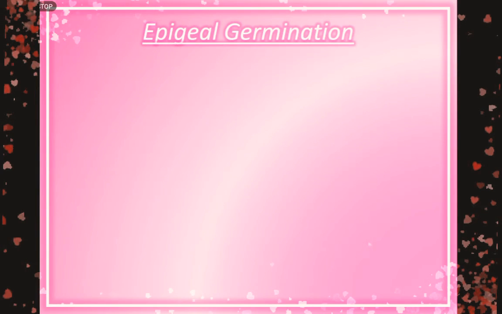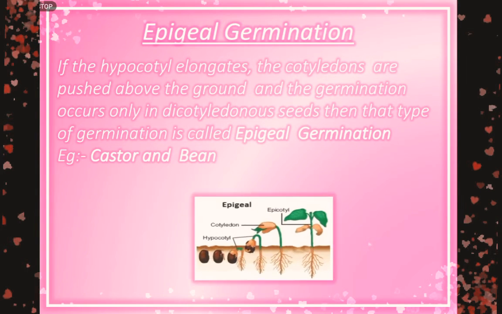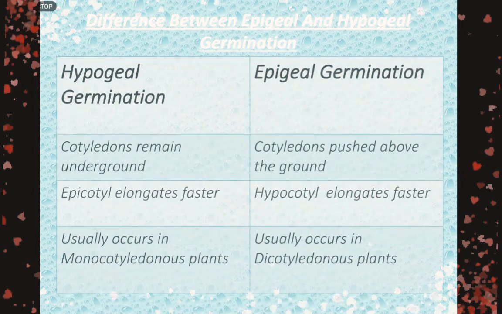Let's see about epigeal germination. If the hypocotyl elongates, the cotyledons are pushed above the ground, and the germination occurs in dicotyledonous seeds, then that type of germination is called epigeal germination. Example: castor and bean. Difference between epigeal and hypogeal germination.